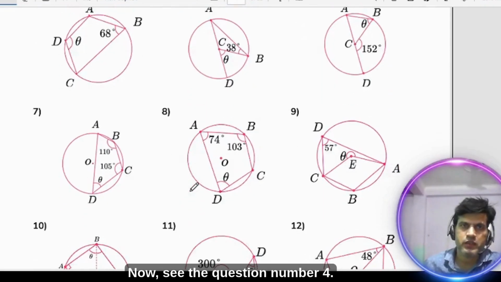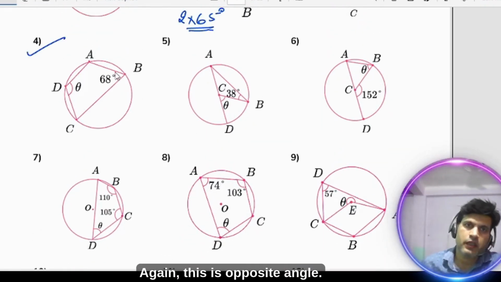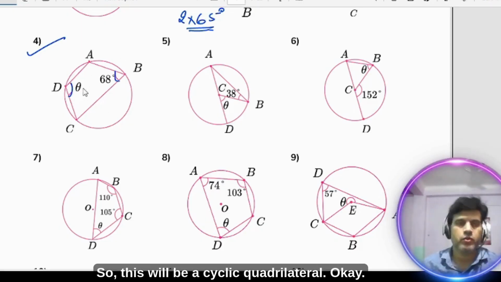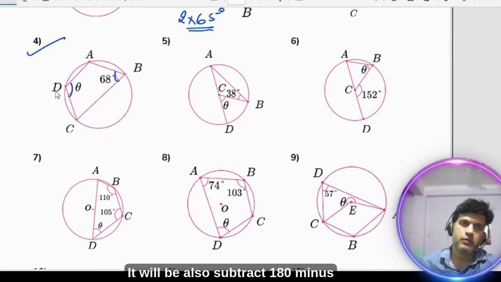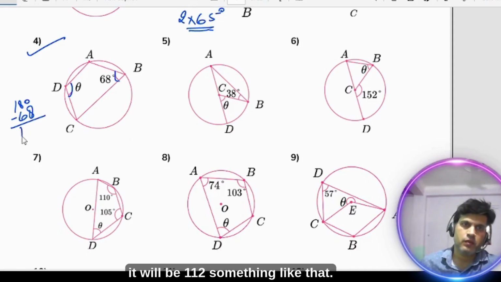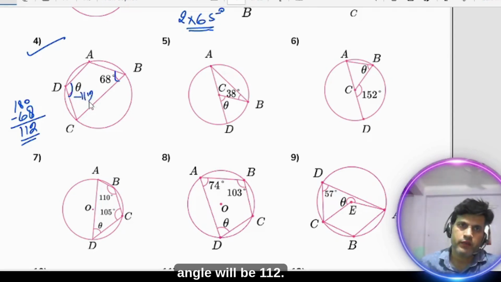Now see question number 4. How can you solve question number 4? Again, this is the opposite angle. This is a cyclic quadrilateral. All the vertices are on the circumference, so this will be a cyclic quadrilateral. Okay, so how much will this be? It will be 180 minus 68, so it will be 112, something like that. So the angle will be 112.